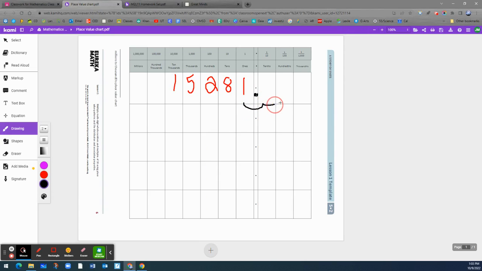So 1 is now a 100. 1, 2, that will be a tenth. 1, 2, that 200 is going to be now 2 ones. And as you can see, the process repeats itself. And every time we do this kind of movement, we use the place value chart. So now we know that the actual answer is 152 and 81 hundredths.